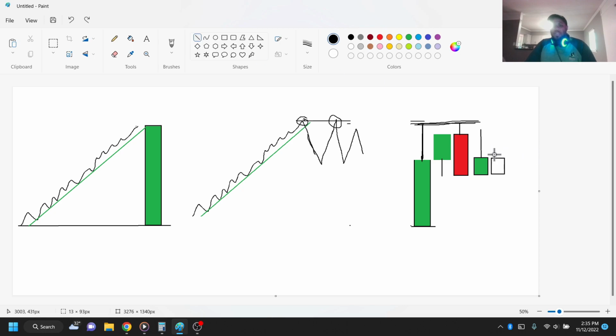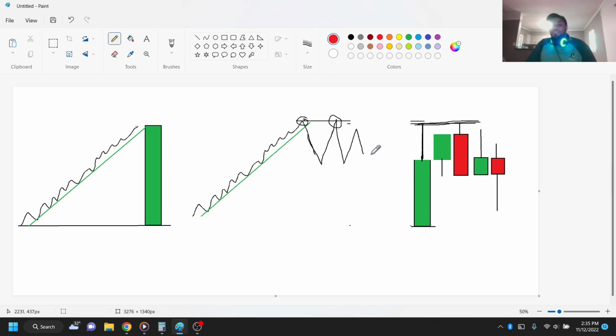Small wick to the top side. Okay, small wick to the top. And let's say you got a big wick to the bottom here. Okay? So what happens here? This candle is going to be red because it opened and closed about right here.